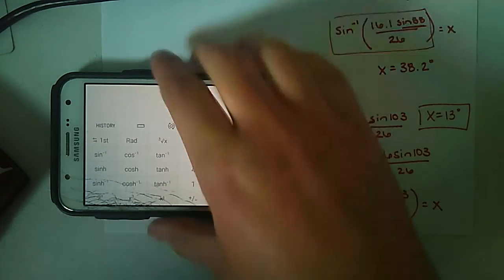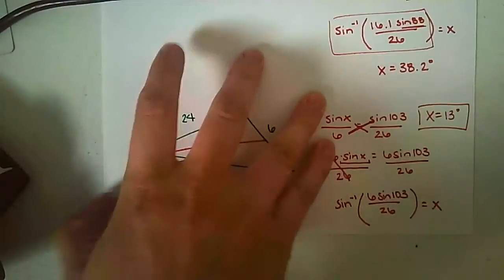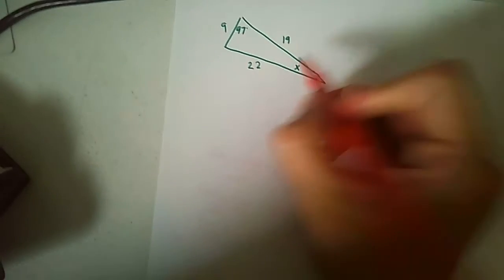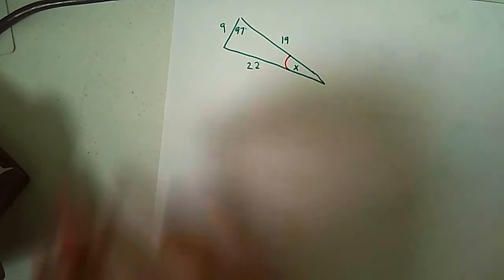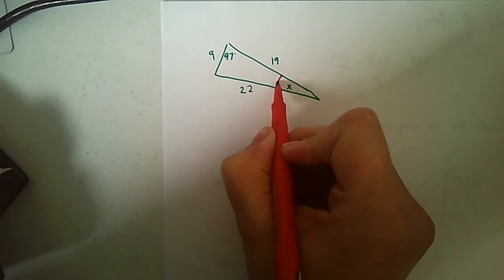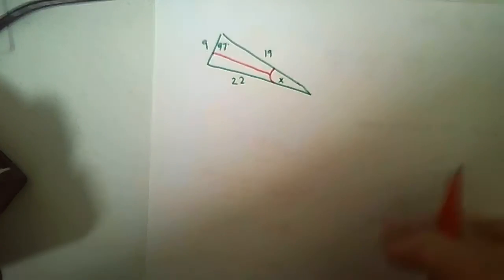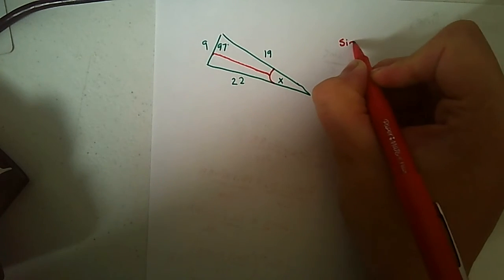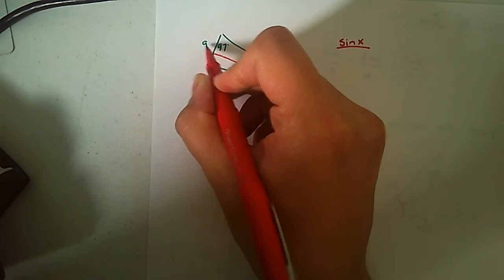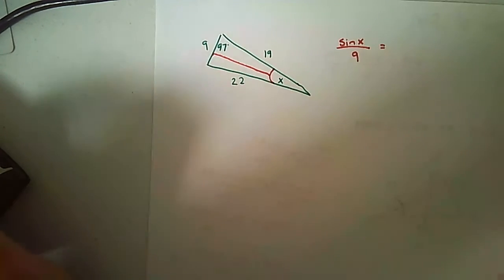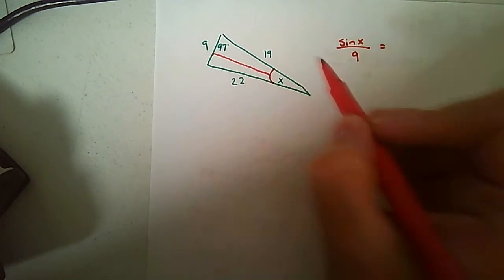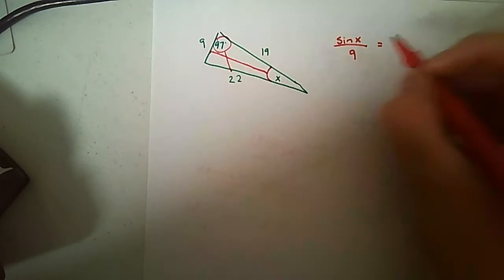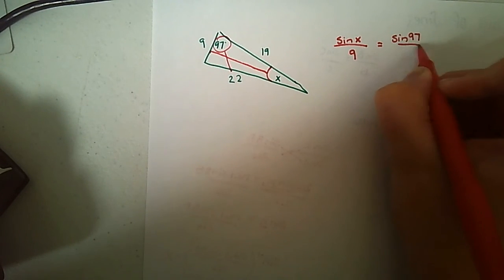All right, let's do one more problem. So again, we want to find the missing angle. So if I look, the side across from my angle is this one. So when I set this up, I'll have the sine of my angle all over its matching side, which is 9. And that equals my angle to my matching side. So I will have the sine of 97 all over 22.